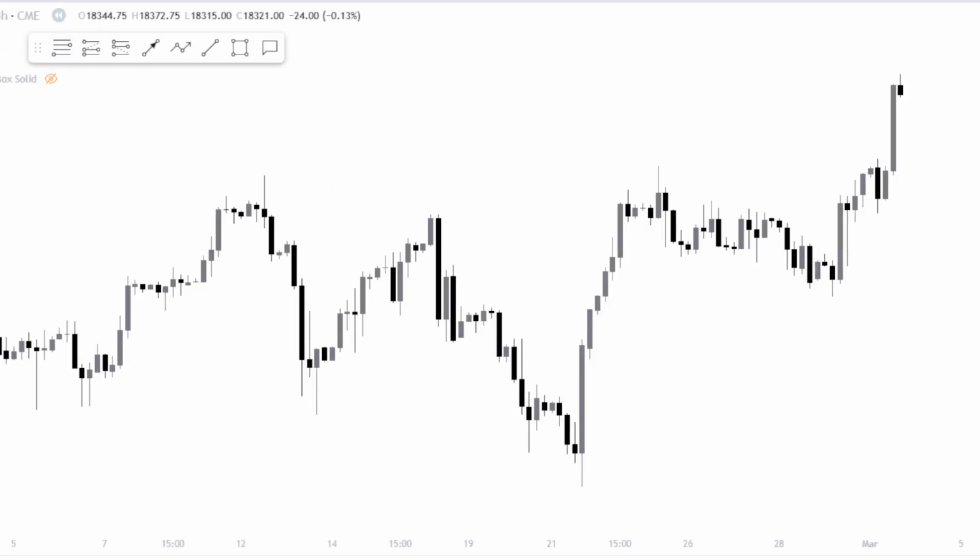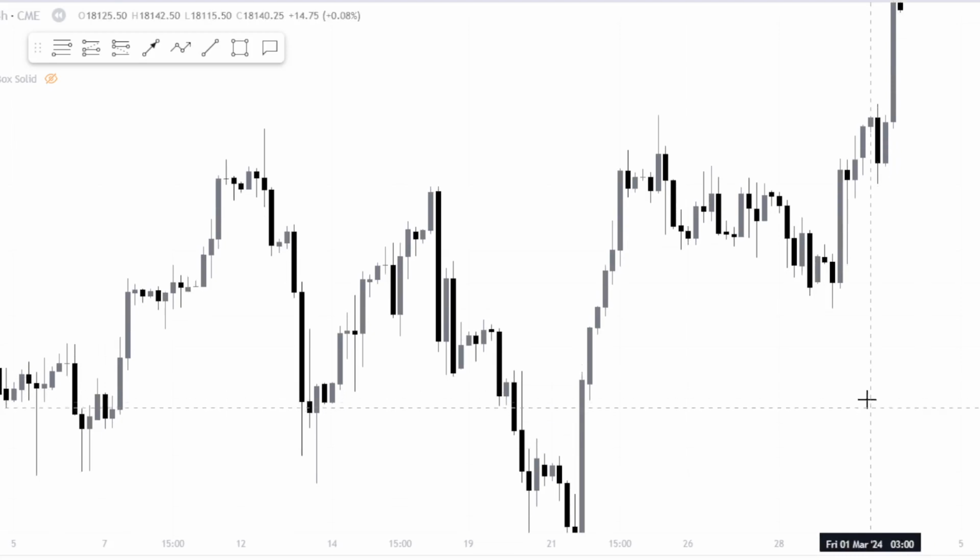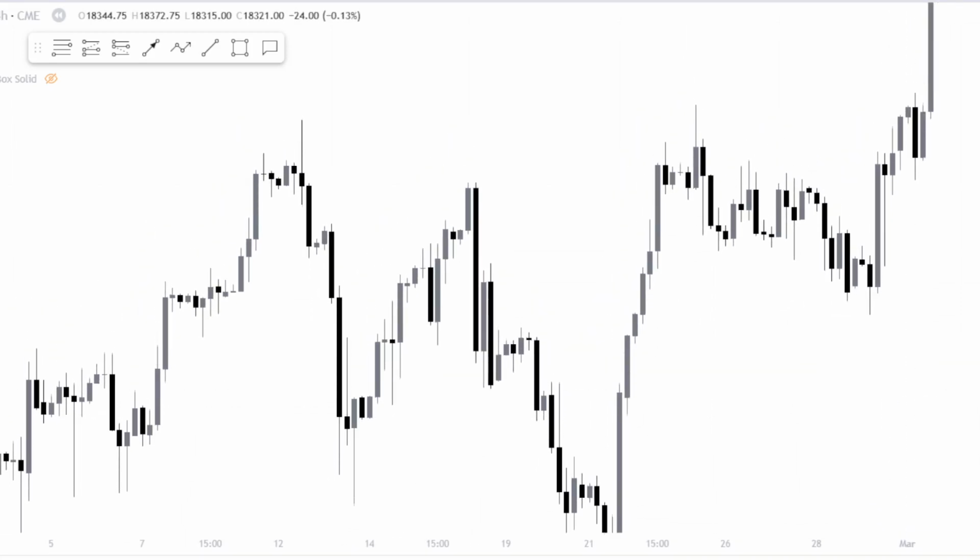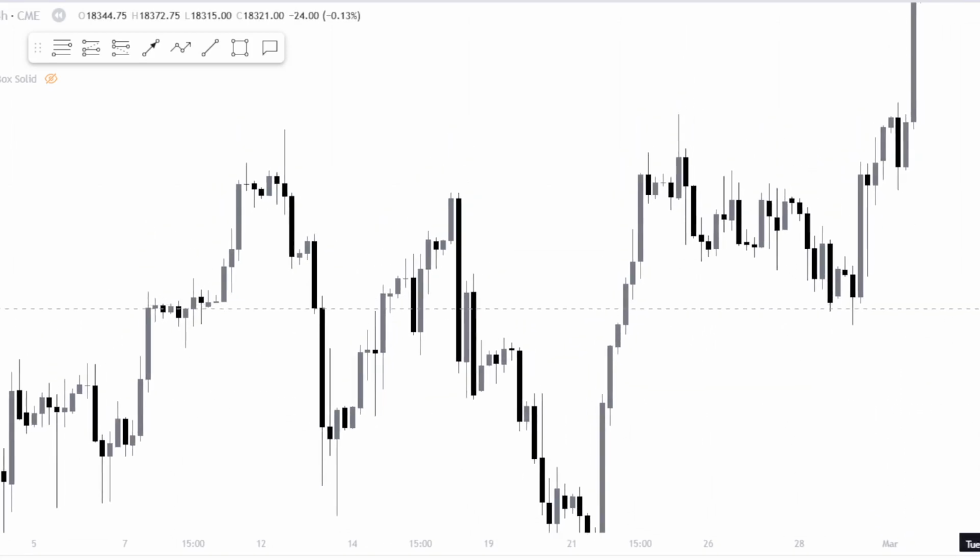Here we're going to be going over the NQ, or the Nasdaq 100 E-mini futures. And here we start on the 4-hour time frame. We're going to be dissecting how you could have got involved in some potential scalp trades.